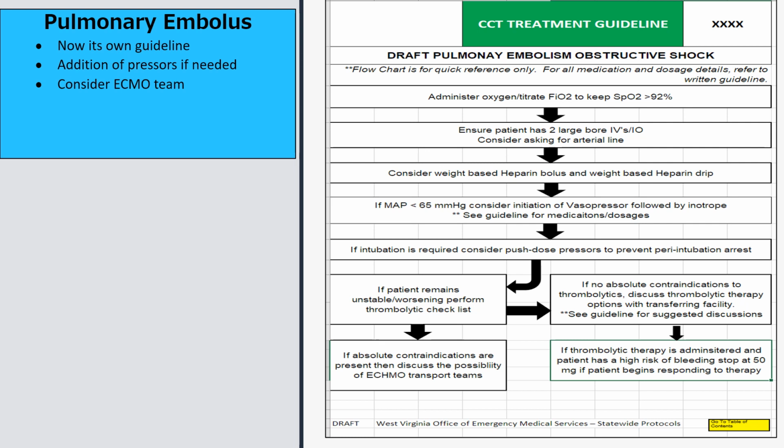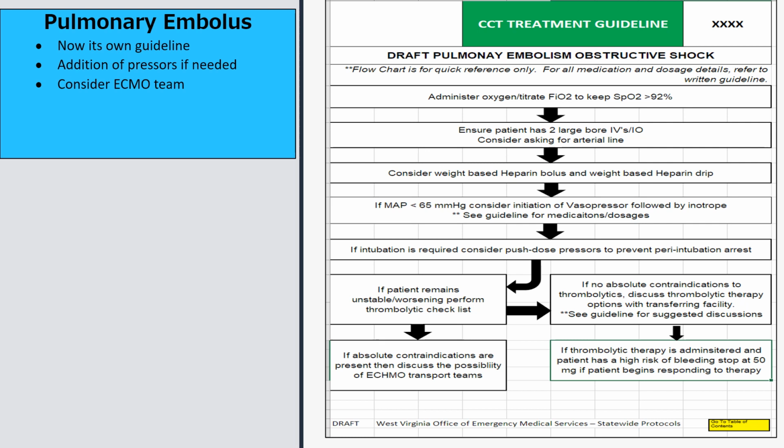We're going down the left-hand side of the guide here. If the patient remains unstable or worsening, perform thrombolytic checklist. If absolute contraindications are present, then discuss the possibility of ECMO transport teams. Going down the right side of the chart, if no absolute contraindications to thrombolytics, discuss thrombolytic therapy and options with the transferring facility. See the guideline for suggested discussions.